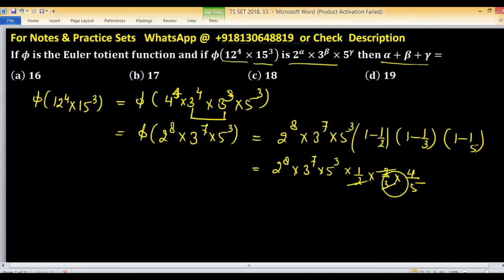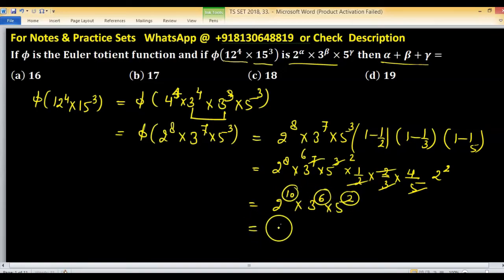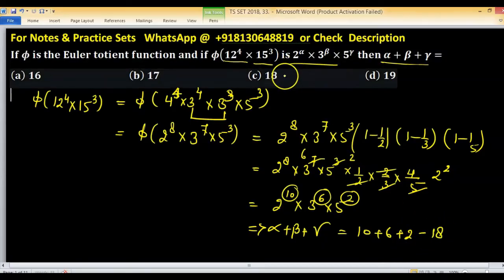2 cancels out by 2, 3 has one power less, and 5 has one power less. And this 4 you can write as 2 raised to the power 2. So finally we have 2 raised to the power 10 into 3 raised to the power 6 into 5 square. So these are the values of alpha, beta and gamma. Alpha plus beta plus gamma equals 10 plus 6 plus 2, which means 18. Option C is correct.